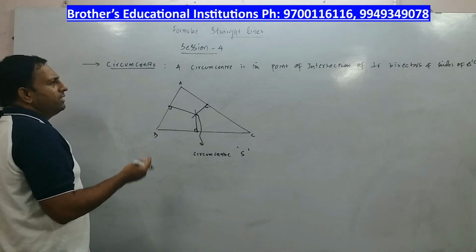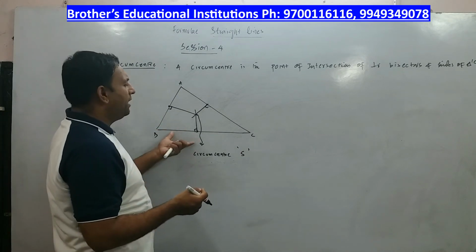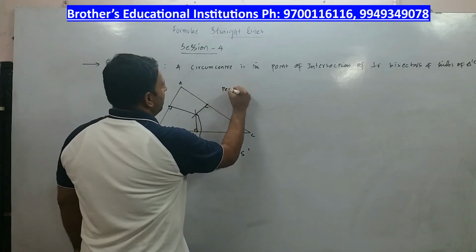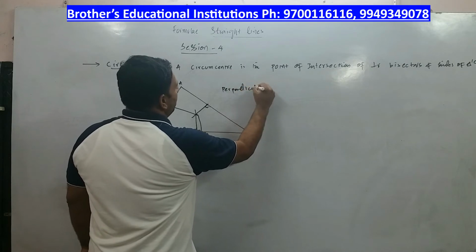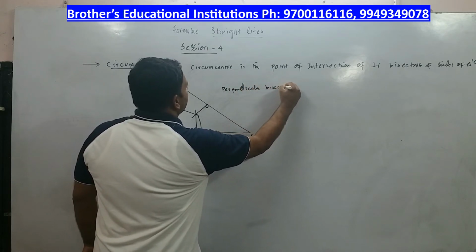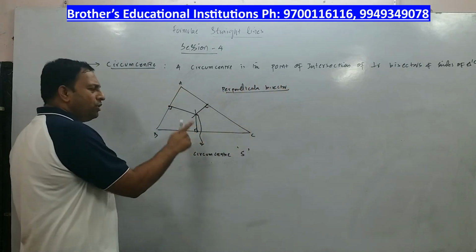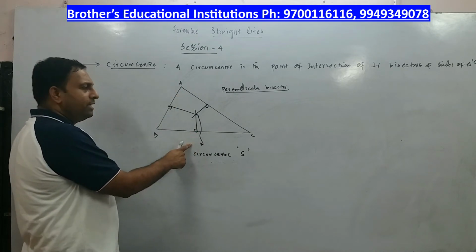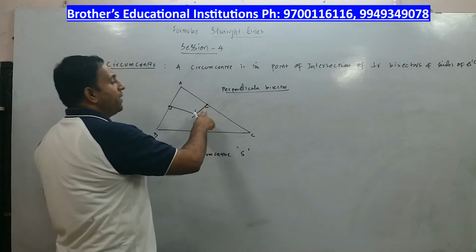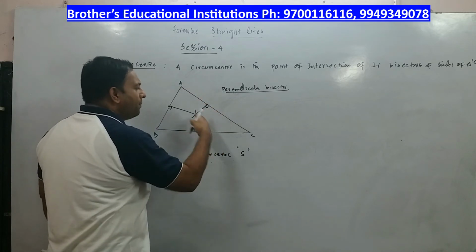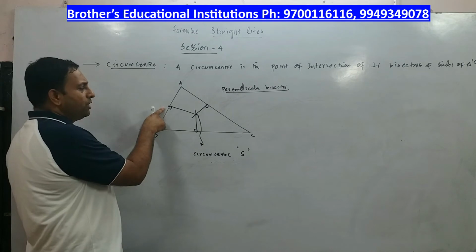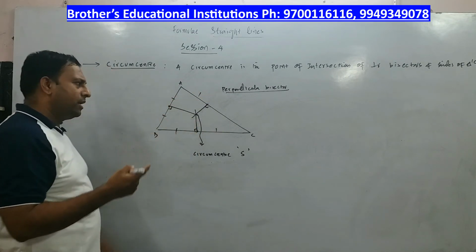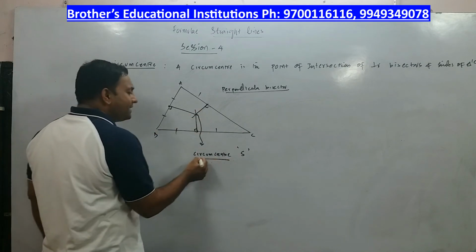Alright, so what is the circumcenter? It is the point of intersection of the perpendicular bisectors of a triangle. Now what do you mean by a perpendicular bisector? A perpendicular bisector is a line which will pass through the midpoint of the side and is perpendicular to it. It is a line passing through the midpoint of the side and perpendicular to it. They all meet at one common point, called the circumcenter.